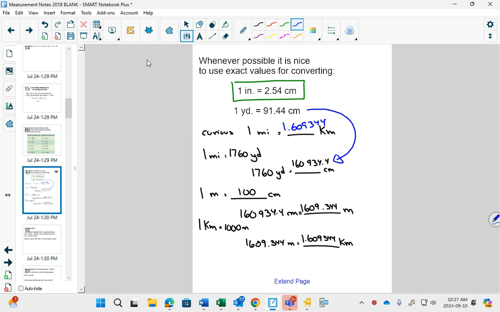I just divide by 100. And then meters to kilometers wasn't too bad. I divided by 1,000. And since I knew my estimate was 1.6, when I got my final answer is 1.609, I'm pretty confident that I have it exact and I'm right.